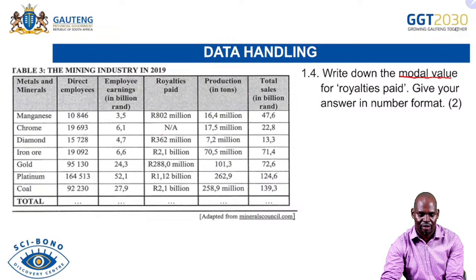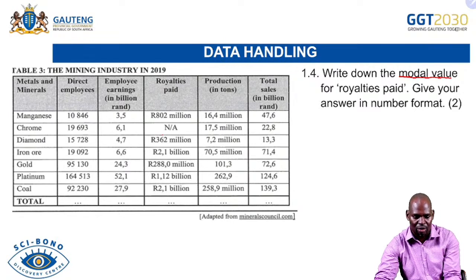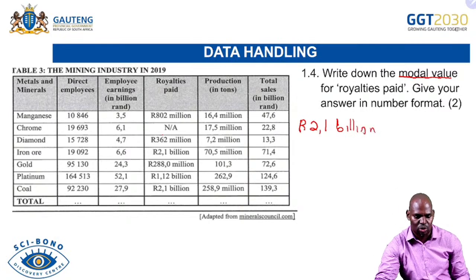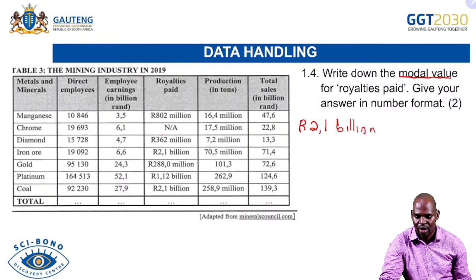1.12 billion, there's only one. So the value or the royalty paid that appears the most there is 2.1 billion. So we can write it down, 2.1 billion. Okay, give your answer in number format.